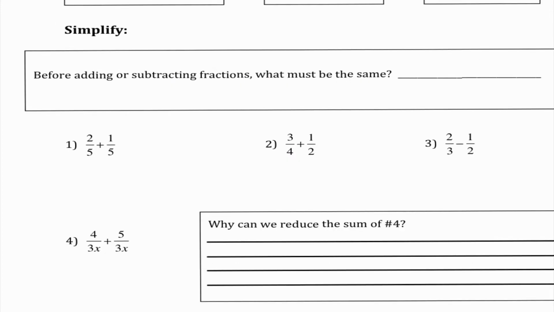So now let's transition into simplifying. And just a reminder, before adding or subtracting fractions, our denominator needs to be the same. So number 1 is a really easy example because I noticed they have the same denominator. So I am going to keep my denominator and add my numerators together. I notice that I cannot simplify this any further, so 3/5 is my answer.